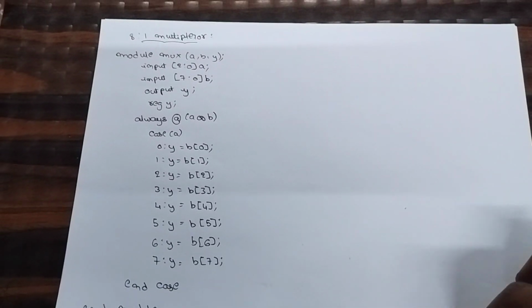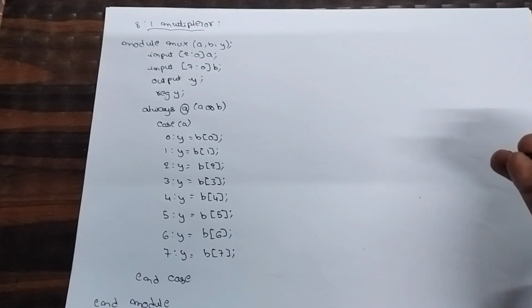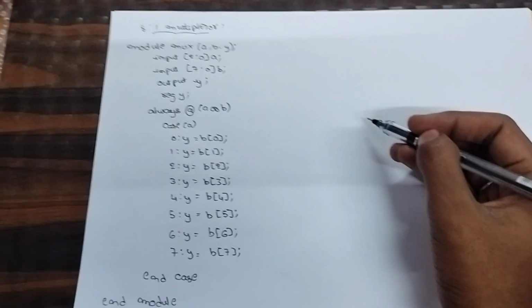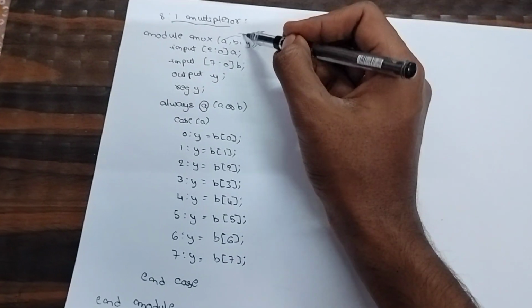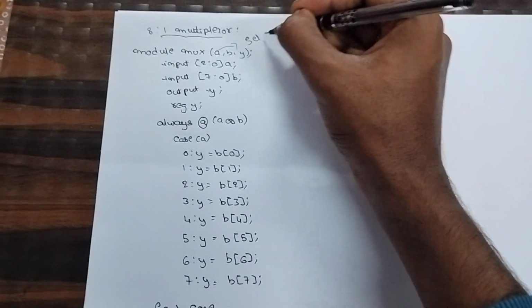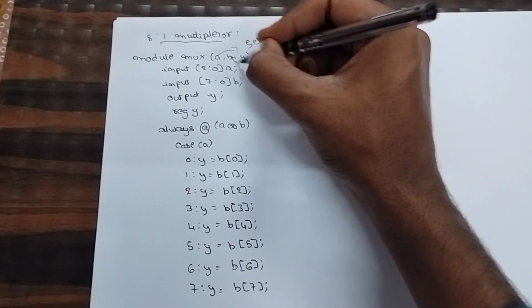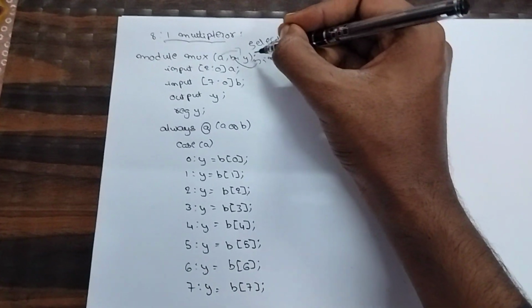Now let us see the program for the 8:1 multiplexer. Here we have first taken module mux. Here mux is the name of the program. Next a comma b comma y. Here a is the select line and b is the inputs and y is the output.